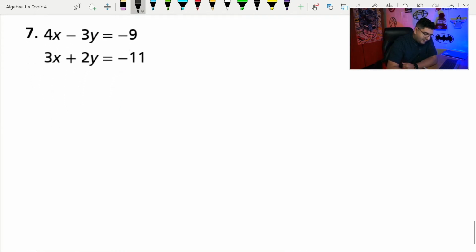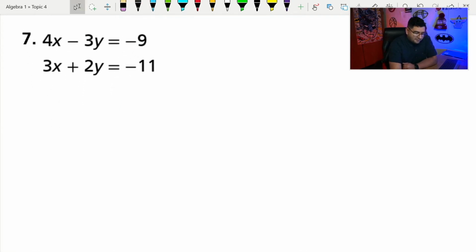Here I have 4x minus 3y equals negative 9, and 3x plus 2y equals negative 11. So what I would have to do here is we could look at this and we'd see that there's no way to change a 4 into a 3 or a 3 into a 4. I can't multiply 3 by anything that'll give me a 4 unless it's a fraction. Again, which most often we don't want to go into those.